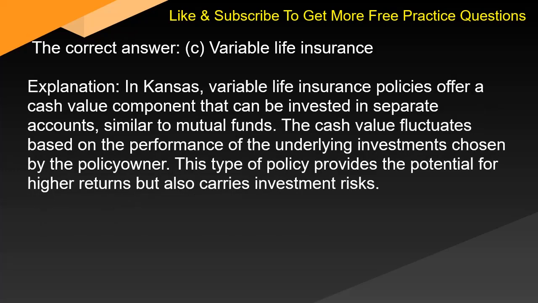The correct answer, C. Variable life insurance. Explanation. In Kansas, variable life insurance policies offer a cash value component that can be invested in separate accounts, similar to mutual funds. The cash value fluctuates based on the performance of the underlying investments chosen by the policy owner. This type of policy provides the potential for higher returns but also carries investment risks.